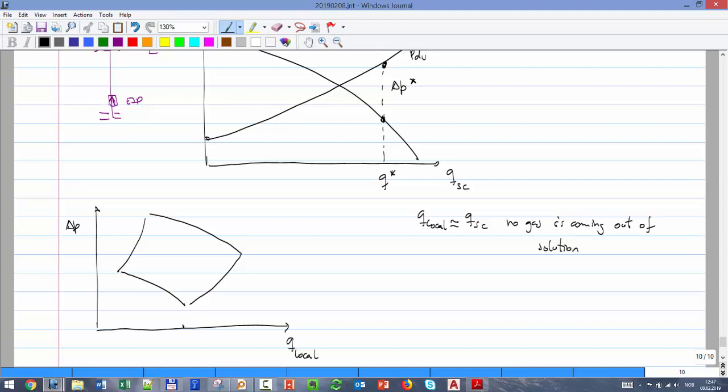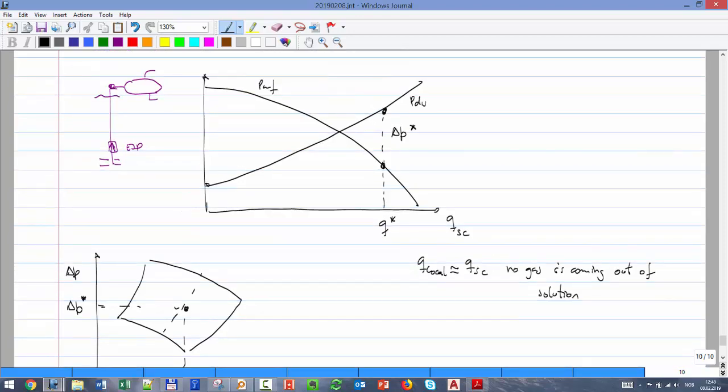So let's say we have Q star and delta P star, and it falls here. Of course, I try to find a pump where this point falls very close to the best efficiency line and maybe in the center. What happens now with time? How is this plot changing with time?